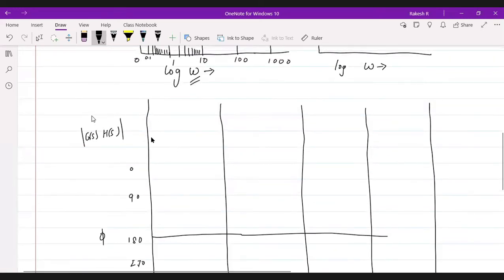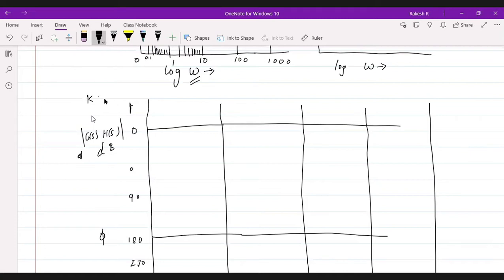Similarly, here I'll be taking the magnitude. Magnitude will be represented in terms of decibels. So this will be the 0 point. Above that, the system's k value will be greater than 1, and below that, the k value will be less than 1. We'll see how to draw the plots when I take up the problem.